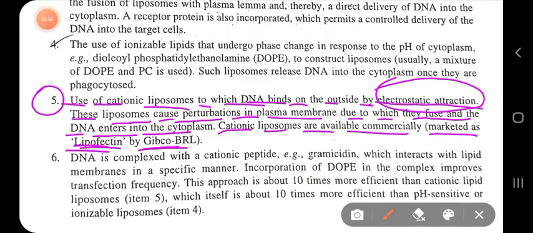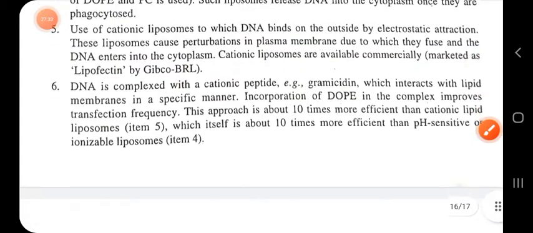Okay, so this is a very easy method. Here we are not encapsulating or entrapping the DNA inside the liposomes. Rather, we are allowing the cationic liposomes to attach to the DNA on the outside by electrostatic attraction, and then these liposomes are allowed to fuse with the plasma membrane, due to which the DNA easily gets inside the cytoplasm of the cell. More is there, but I'm not going to the sixth point.